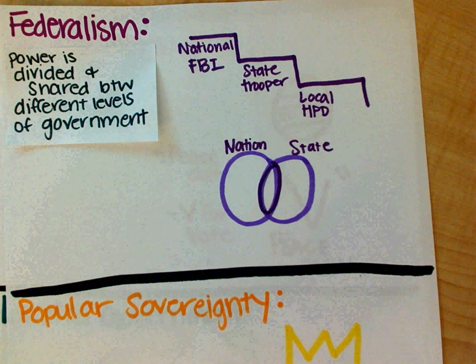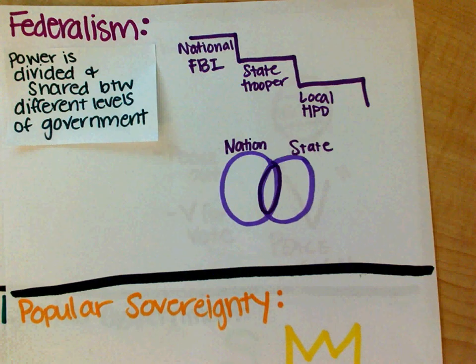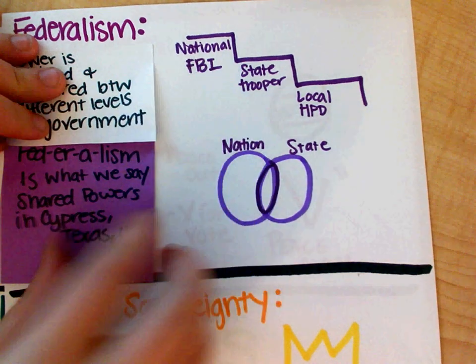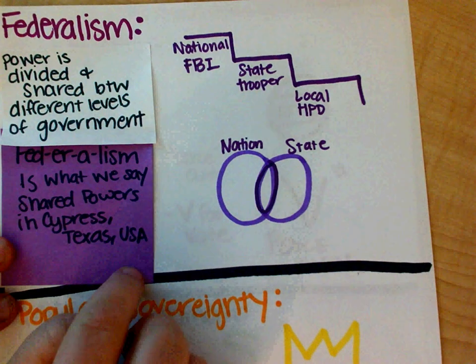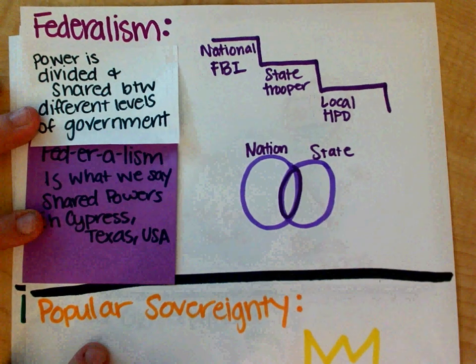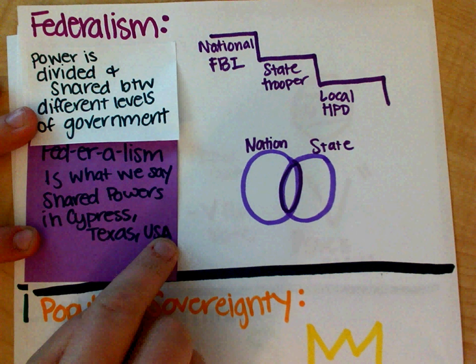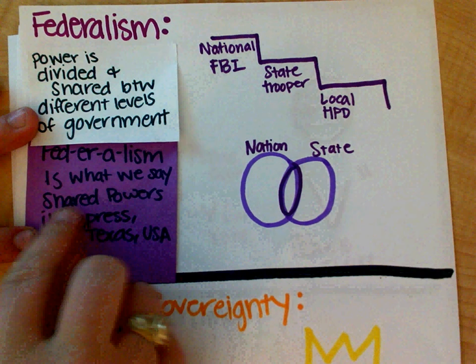Now our chant for this is: federalism is what we say, shared powers in Cyprus, Texas, USA. We say Cyprus, Texas, USA because this is local, state, national. Talking about shared powers. Shared powers.